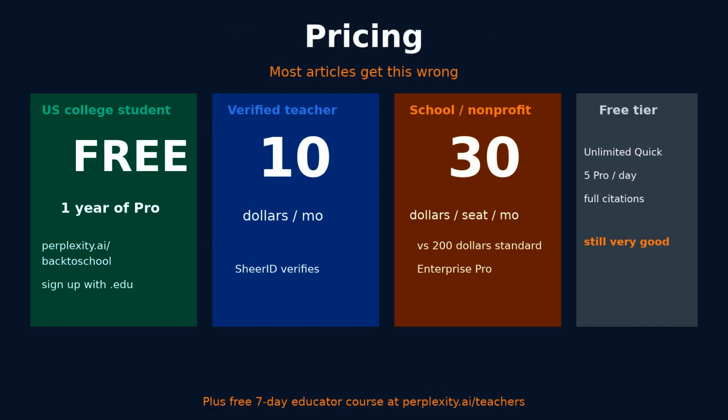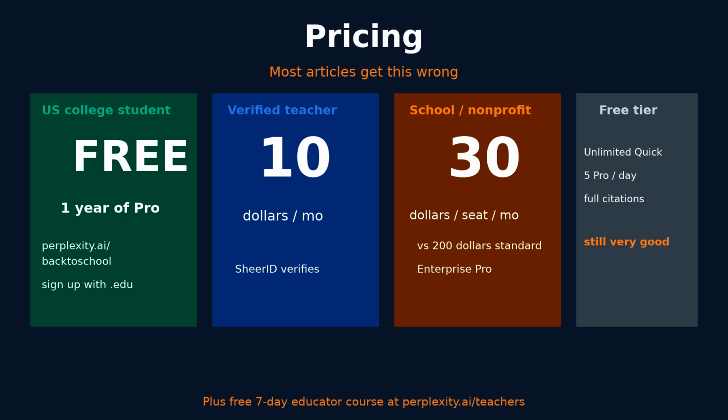The pricing story. This is the part most articles get wrong. Standard Perplexity Pro is $20 a month. But for verified U.S. university students, Perplexity gives you Pro free for 1 full year. Sign up with your .edu email. The page is at perplexity.ai/backtoschool. Teachers and educators, 50% off Pro at $10 a month through SheerID verification.